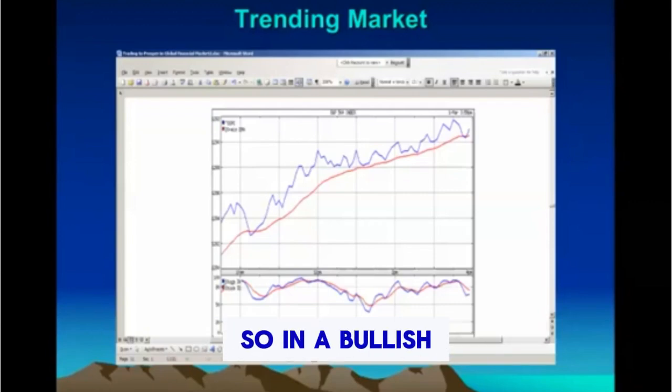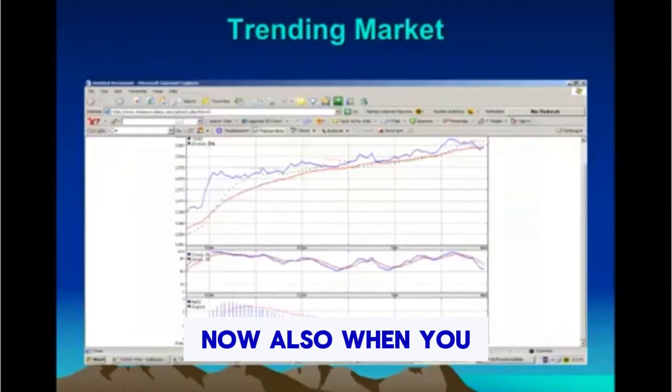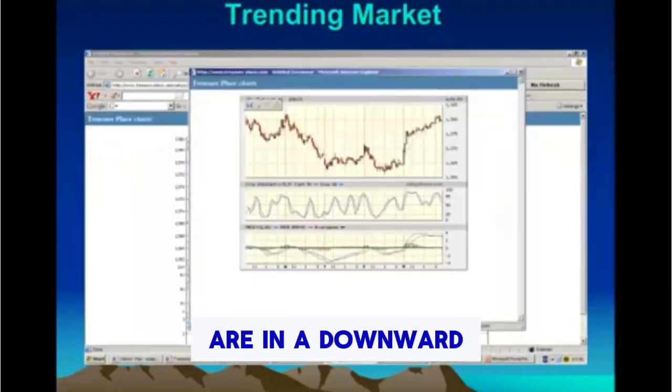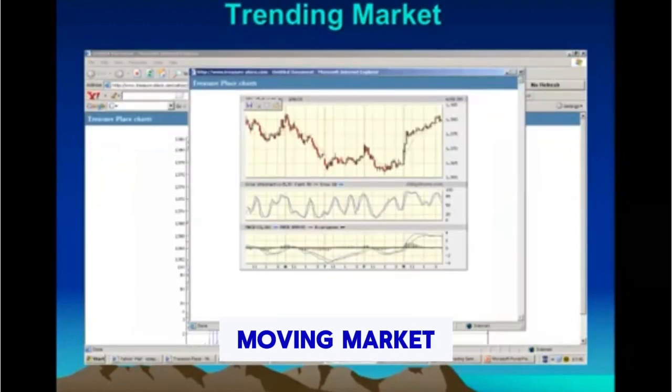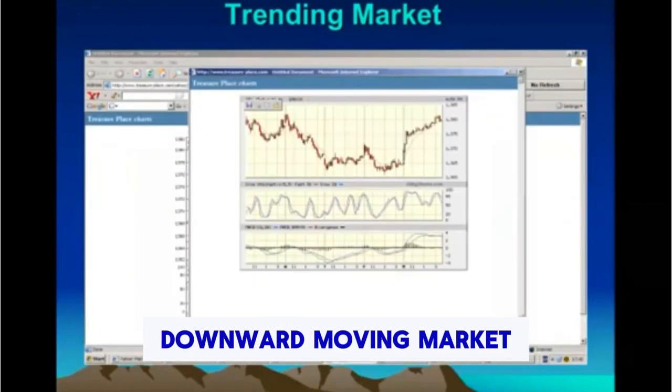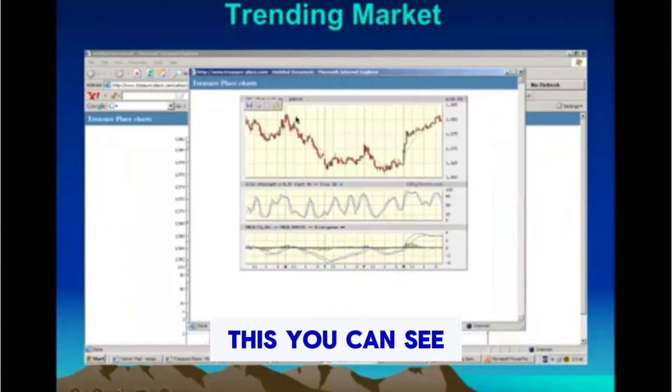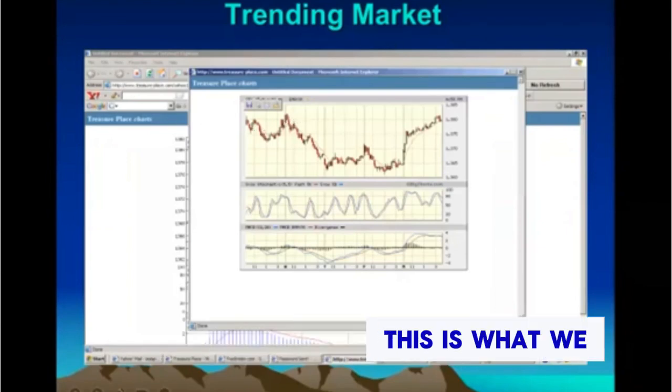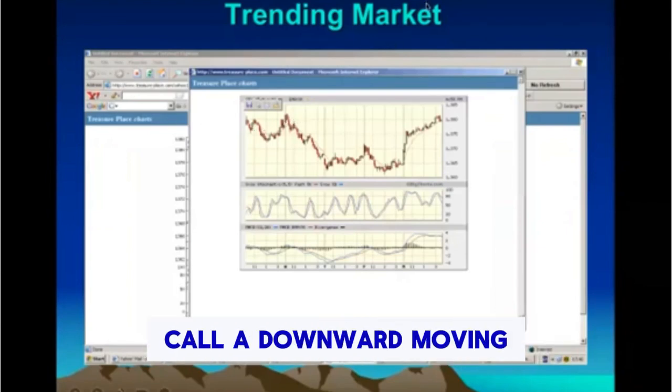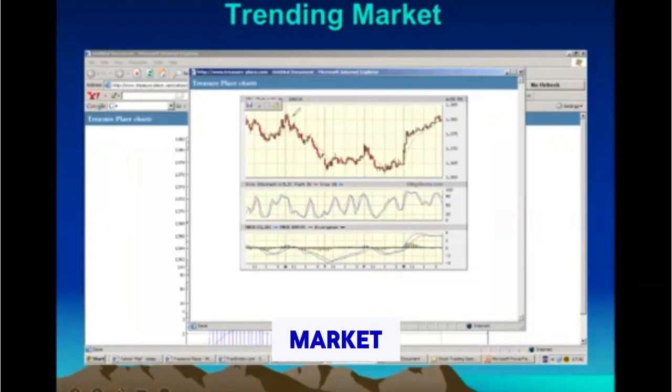So in a bullish market, you buy low and sell high. Now, when you are in a downward moving market, you can look at this. You can see this. This is what we call a downward moving market.